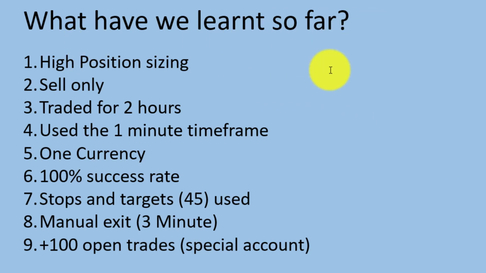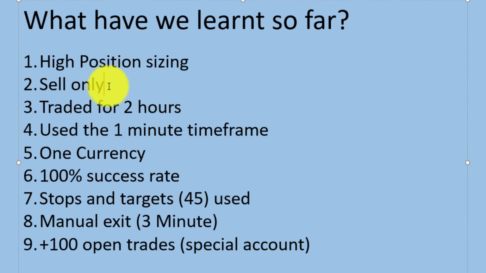So what have we learned so far? Firstly, high position sizing. 10 lots per trade, even 1 lot per trade would be high. Very high position sizing was used, which indicates again a very special account or high leverage account. Only sales were entered into.